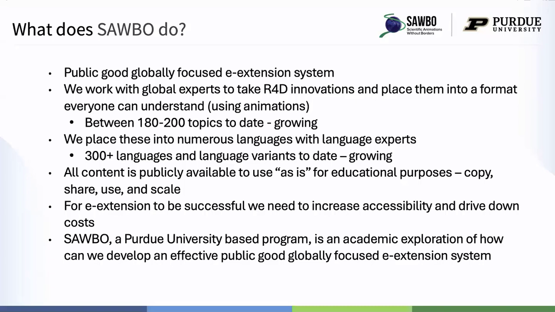If you think about this from the perspective that we're putting together a library or an encyclopedia of research and development innovations from the research community, making it available to everyone, then the more languages we place it in, the more groups will have access to it. So the goal is to grow the library with as many topic areas as possible and as many languages as possible, and then make it accessible to as many people as possible.